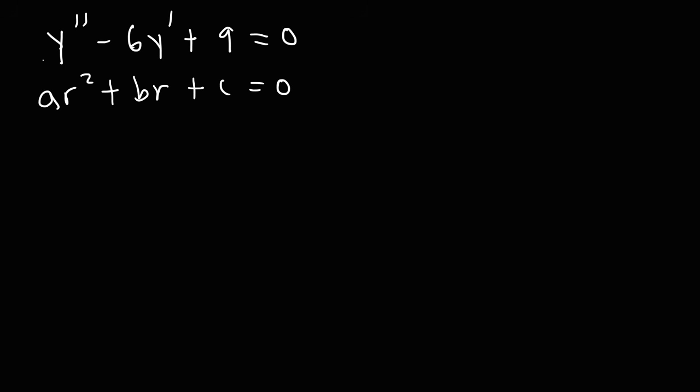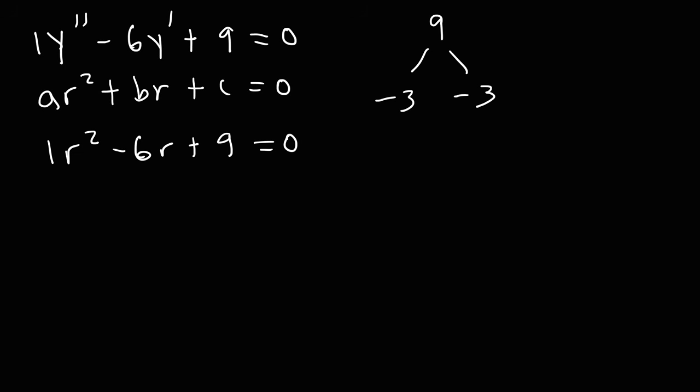Now let's consider this example: y'' - 6y' + 9 = 0. So once again, let's write this formula below it: ar^2 + br + c = 0. a is 1, b is -6, c is 9. So now we need to factor this quadratic expression. We need to find two numbers that multiply to 9 but add to the middle coefficient of negative 6. So this is going to be negative 3 and negative 3.